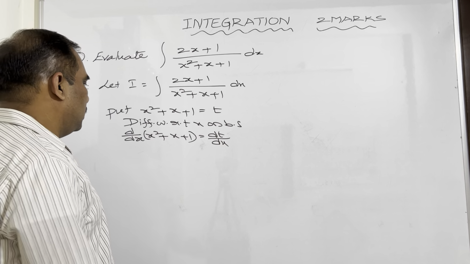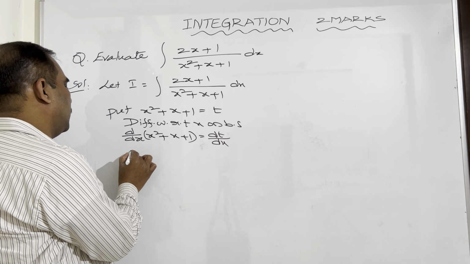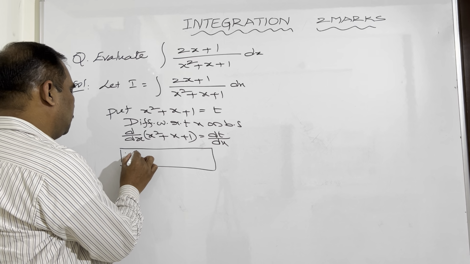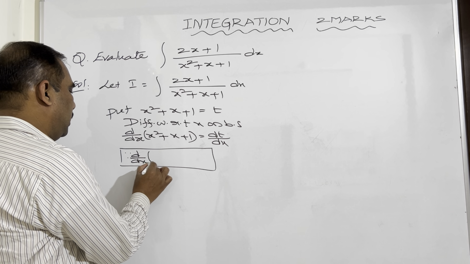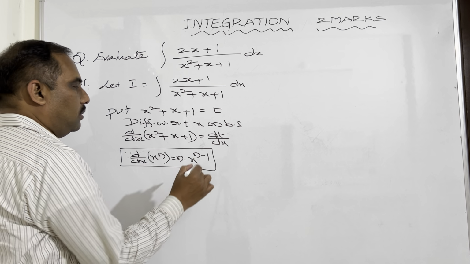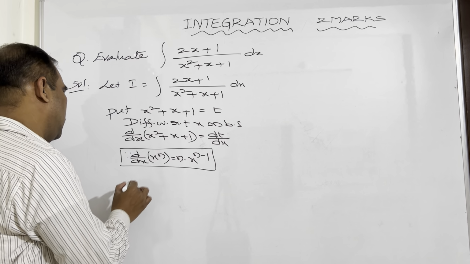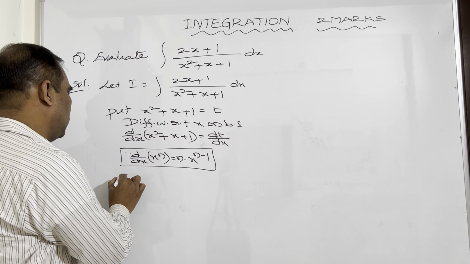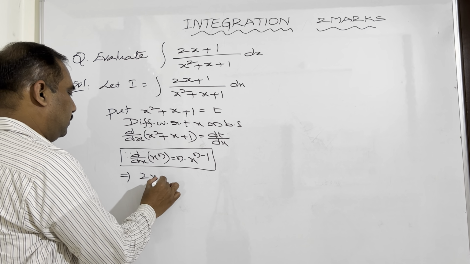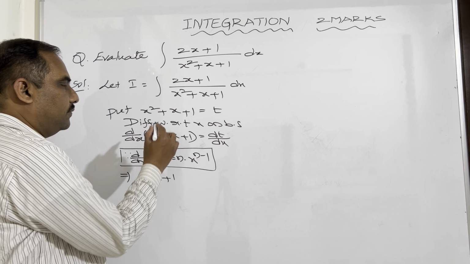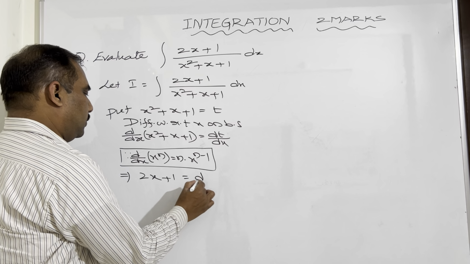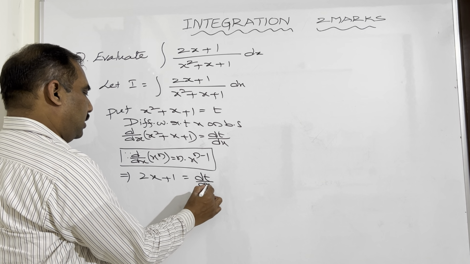We know the derivative of x^n: d/dx of x^n is n times x^(n−1). So the derivative of x² is 2x, the derivative of x is 1, and the derivative of a constant is 0. So 2x + 1 is equal to dt/dx.